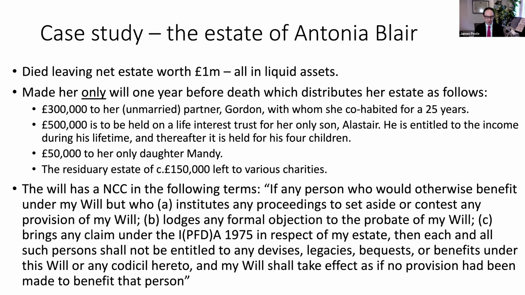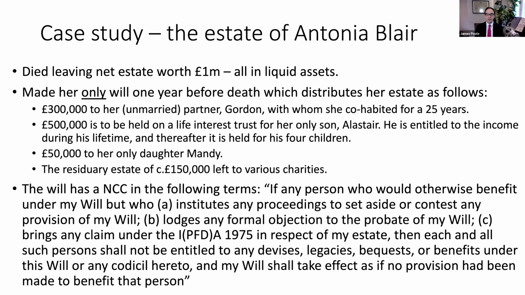But in essence, you have a testatrix, Antonia Blair. She dies leaving £1 million, all of which is liquid. It passes according to her one and only will, made the year before her death. That gave £300,000 to her long-standing cohabiting partner, Gordon.